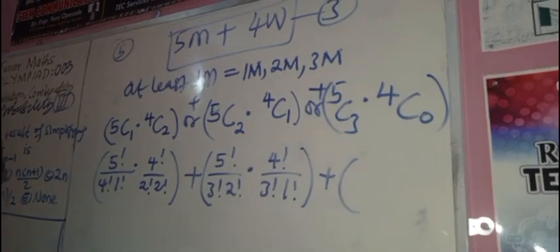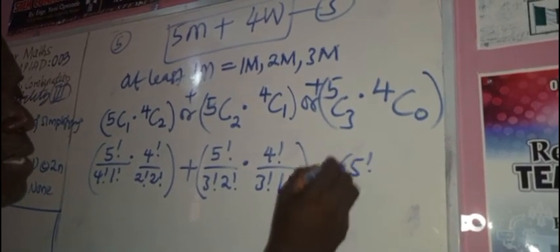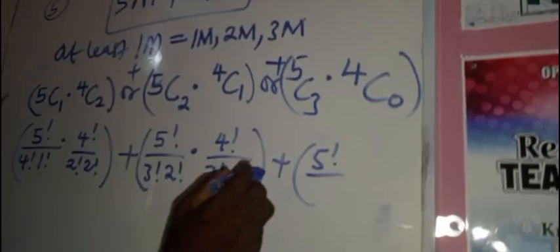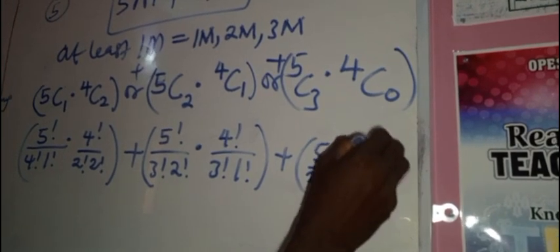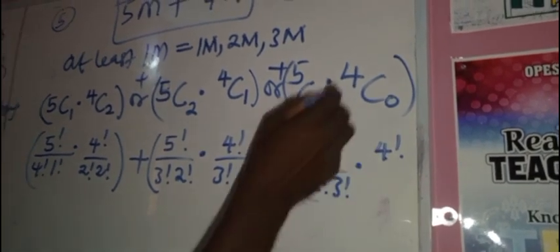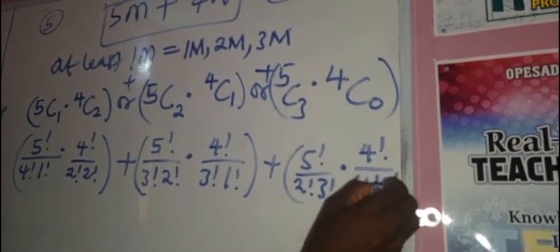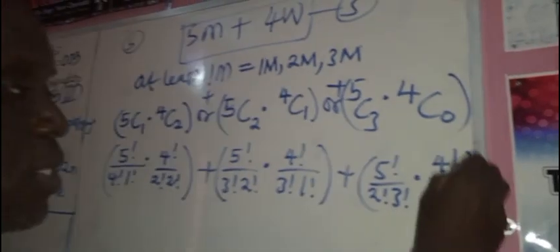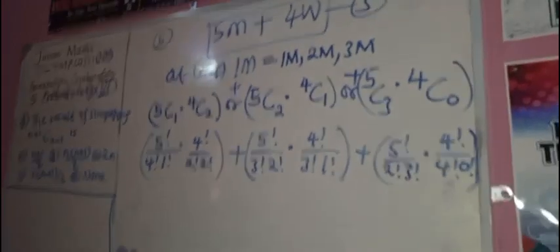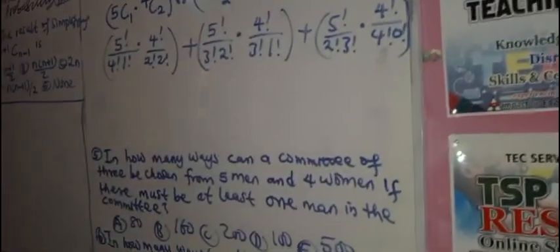You do it together. Plus 5 combination 3, that is 5 factorial over 5 minus 3, 2. That will be 2 factorial, then times 3 factorial, times this is 4 factorial over 4 minus 0, that is 4 factorial, then 0 factorial. 0 factorial is 1. Do it and see whether you get your answer there.